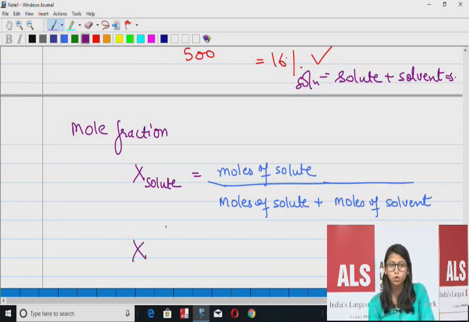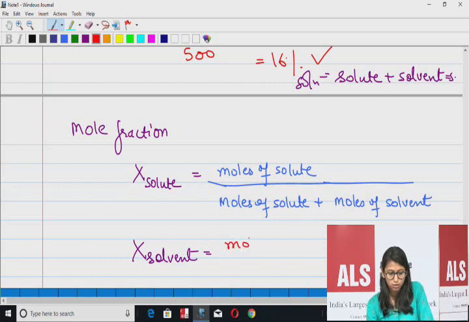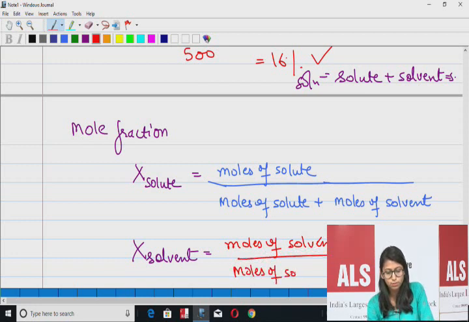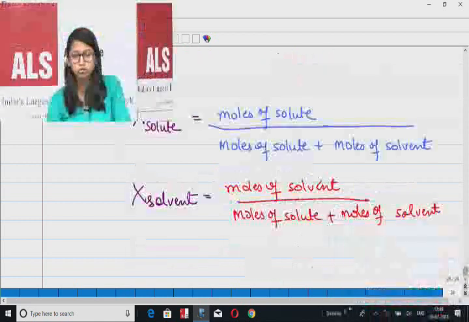Similarly, the mole fraction for the solvent will be moles of solvent divided by total moles. So the total will be solute plus solvent again. So do write this formula also.